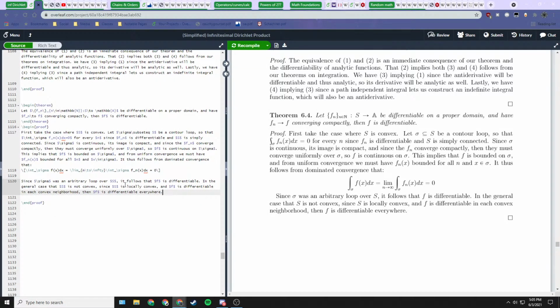Essentially we just use this fact that if we have compact convergence, whatever we're limiting to has to be continuous, and since it is continuous, then it's bounded, and we can then apply the dominated convergence theorem on all these loops, just like that. So that's a nice one. Let's see, what else can we do?